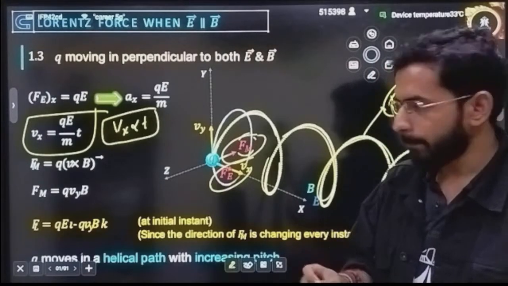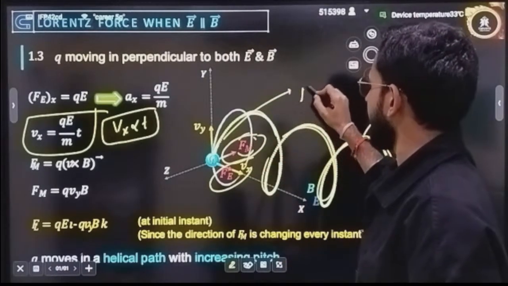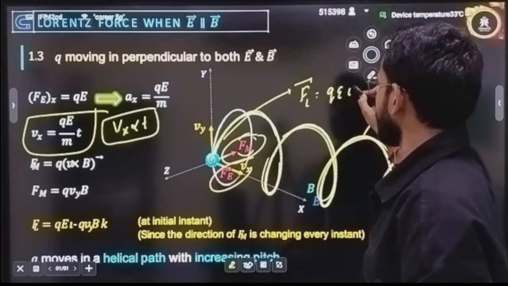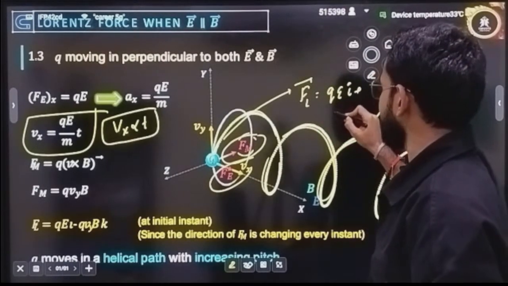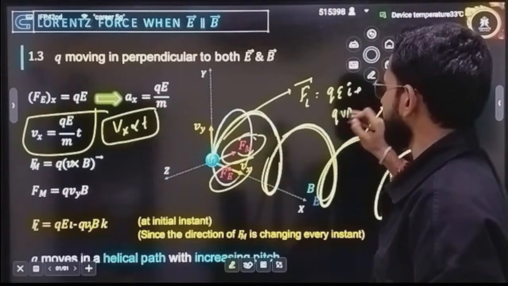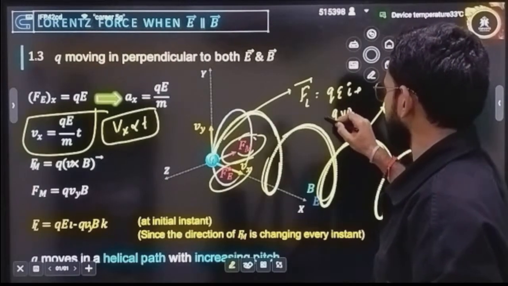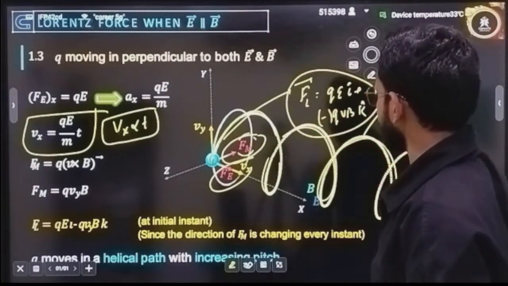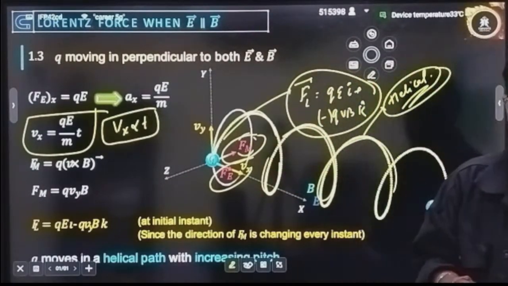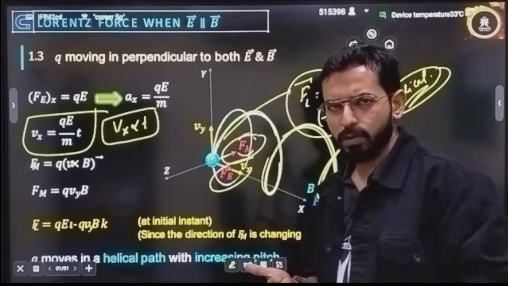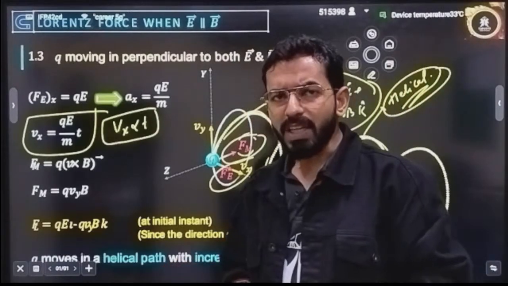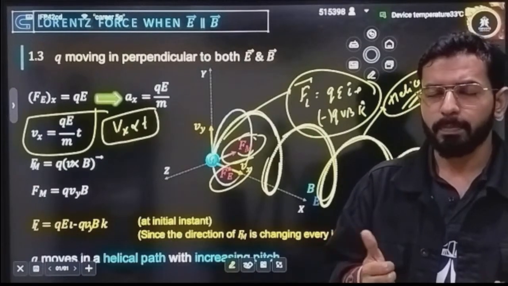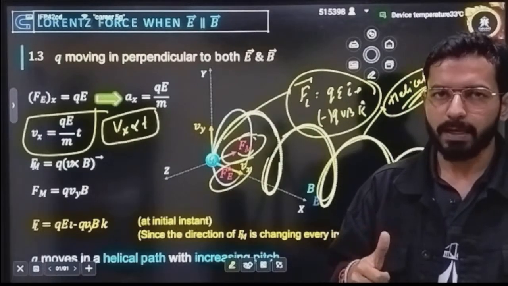Correct? If I have to write the complete force, the net Lorentz force applied here is equal to qE i vector plus, along with that, qvB into, in which direction? A minus sign will come here due to the negative k direction. This is the net force applied on this body. Correct? I will be telling you about the radius also. This is a kind of circular path. When we understand that circular trajectory, then I will tell you about the helical path also.